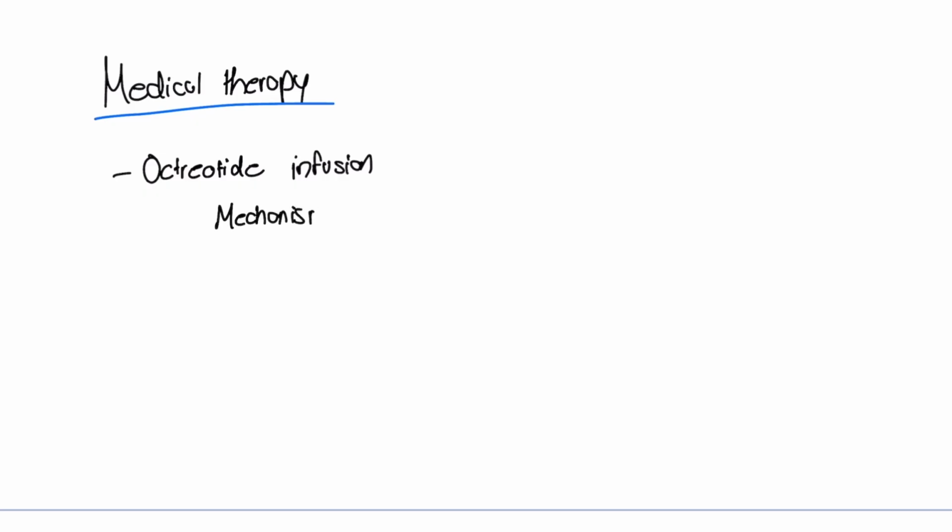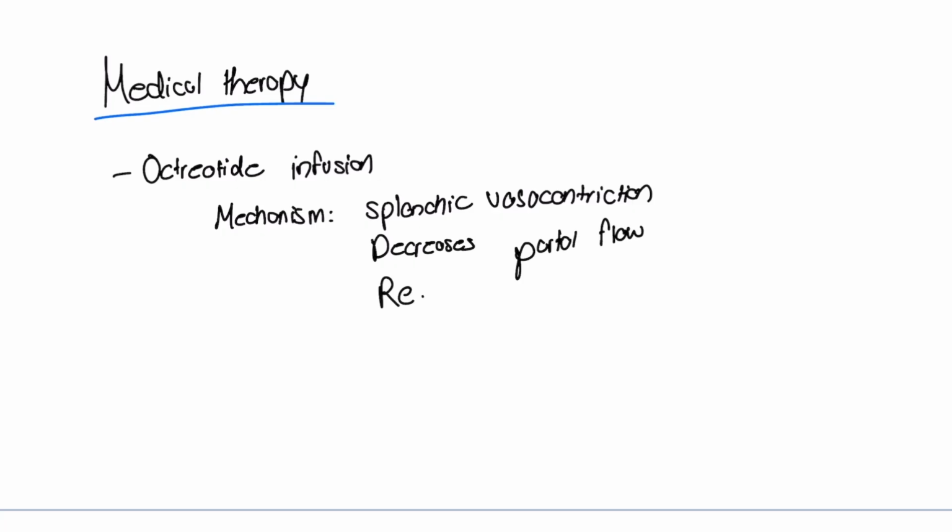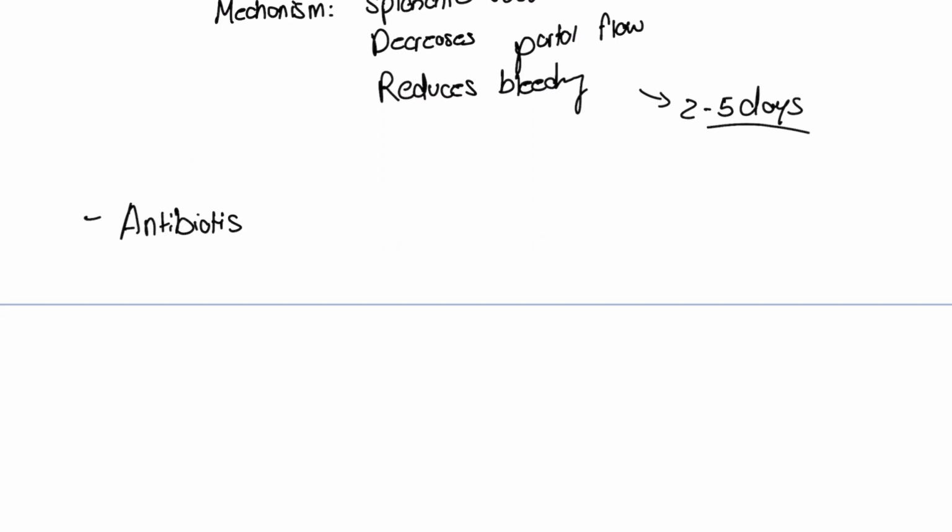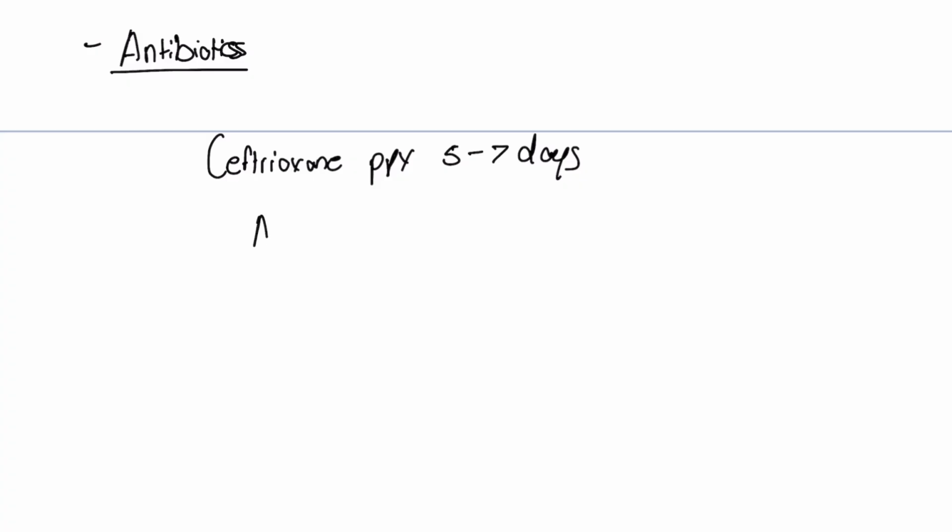What are the medical therapies for this topic? First is octreotide. It's the first-line medication, and it's typically an infusion. The mechanism is that it causes splanchnic vasoconstriction, decreases portal flow, and reduces bleeding, and it is usually continued for 2 to 5 days. Antibiotics are very high yield. All patients with variceal bleeding get ceftriaxone prophylaxis for 5 to 7 days. Why? Because antibiotics reduce SBP, sepsis, and mortality.